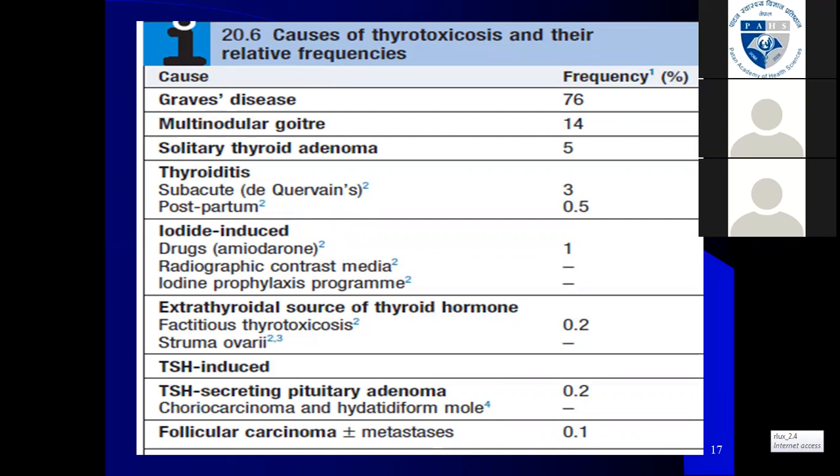It means the ovary contains thyroid cells, that is follicular cells. Here, 50% of the ovary contains the thyroid cells. So one is struma ovarii, and sometimes there could be TSH-induced, like TSH-secreting pituitary adenoma. There could be choriocarcinoma and hydatidiform mole, because the alpha subunit of beta hCG is similar to the TSH, and there could be follicular carcinoma or sometimes metastasis.